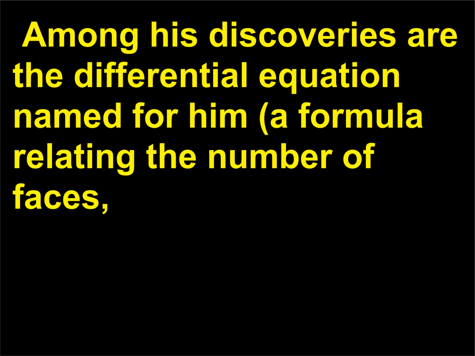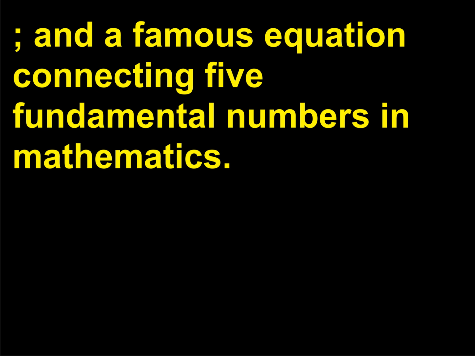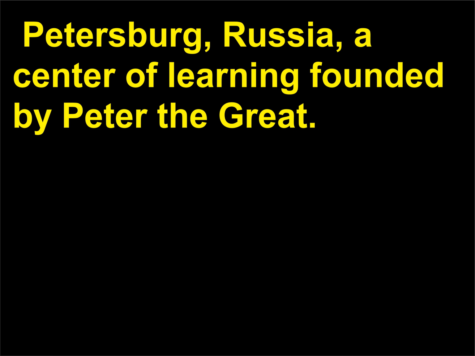Among his discoveries are the differential equation named for him, a formula relating the number of faces, edges, and vertices of a polyhedron, although Euler's formula was discovered earlier by René Descartes, and a famous equation connecting 5 fundamental numbers in mathematics. Like many in the Bernoulli family, Euler eventually worked at the Academy of Sciences in St. Petersburg, Russia, a center of learning founded by Peter the Great.